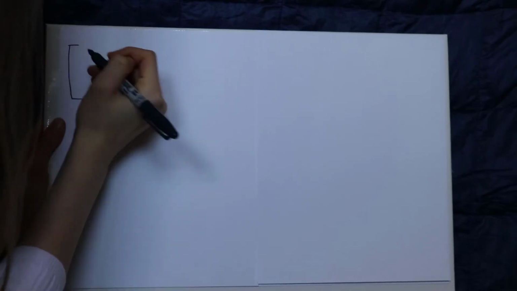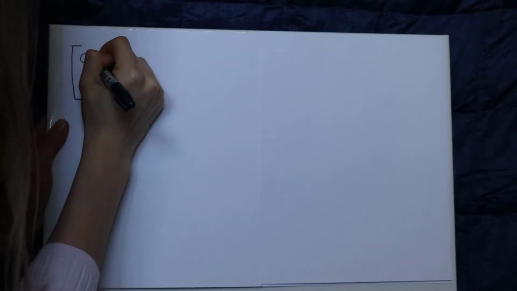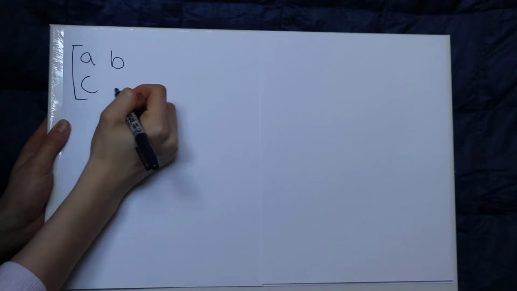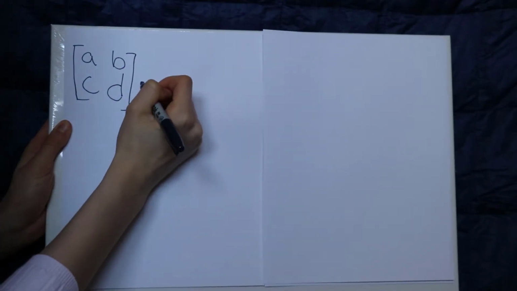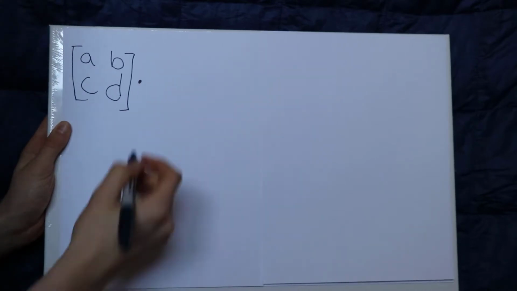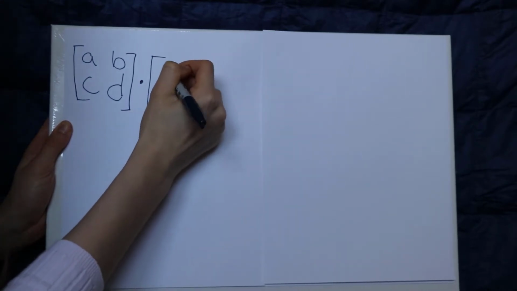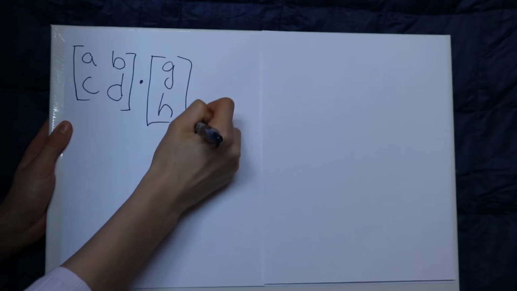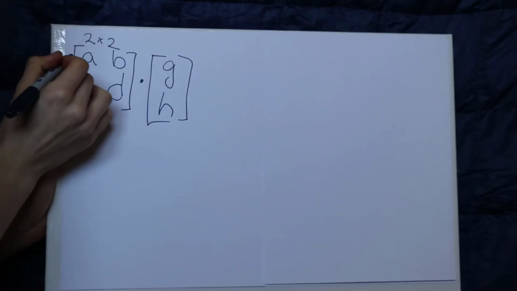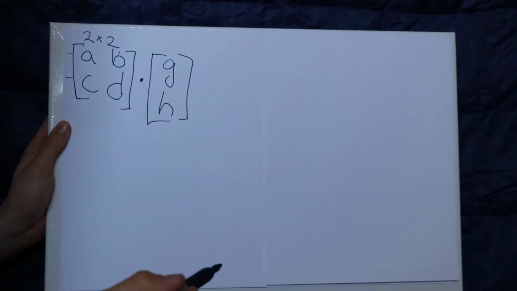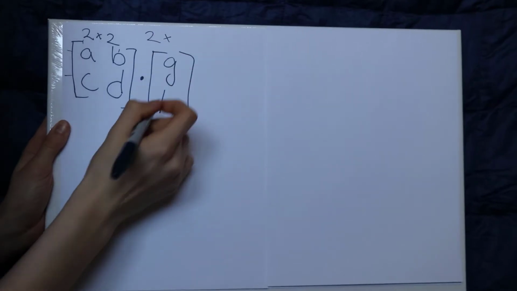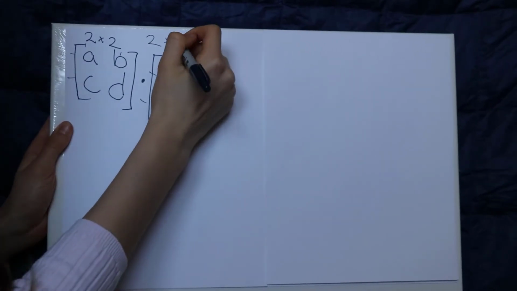So you have a matrix ABCD, and you're multiplying that by the matrix GH. So this is a 2 by 2 matrix, because 2 rows and 2 columns. And this is a 2 by 1 matrix, because there's, once again, 2 rows, but only 1 column.